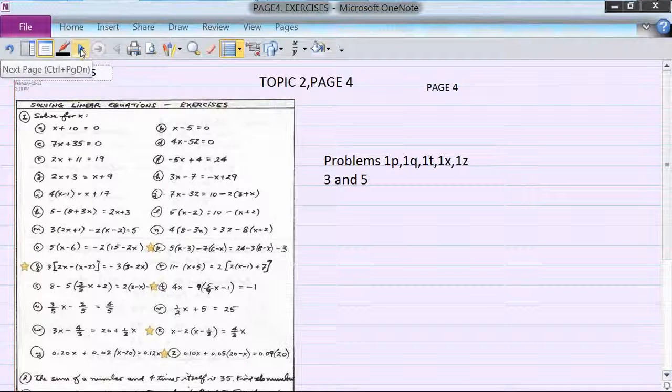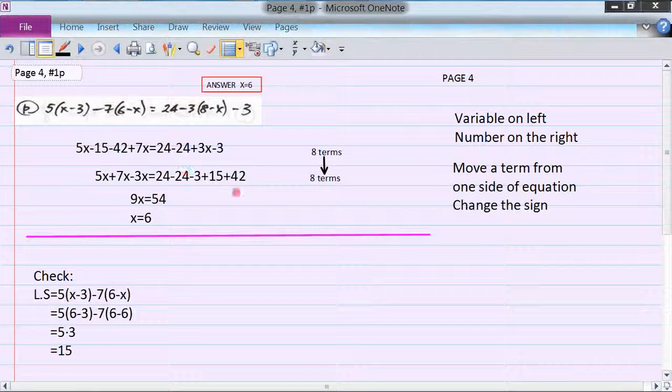So let's start off with page 4, and we're going to do problem 1p. Here's the equation, and we have to solve this for x. And the first thing we're going to do is apply the distributive rule. So we're going to do 5 times x gives us 5x, plus 5 times minus 3 gives us minus 15, minus 7 times plus 6 gives us minus 42, and minus 7 times minus x gives us plus 7x.